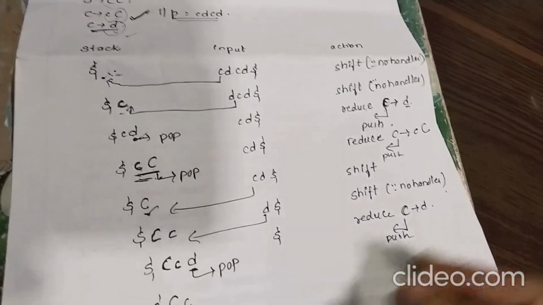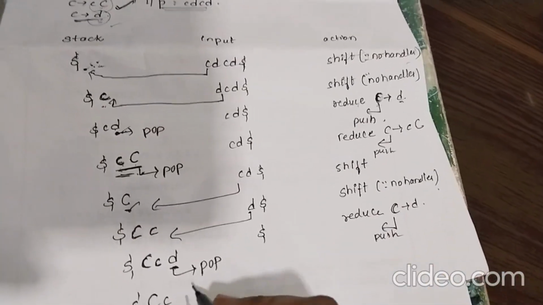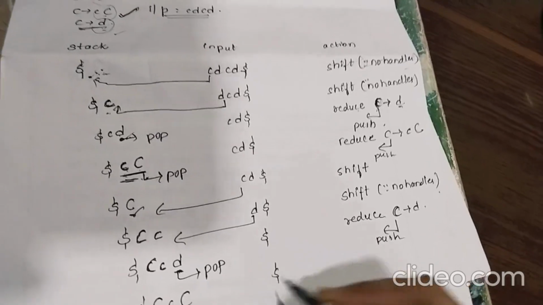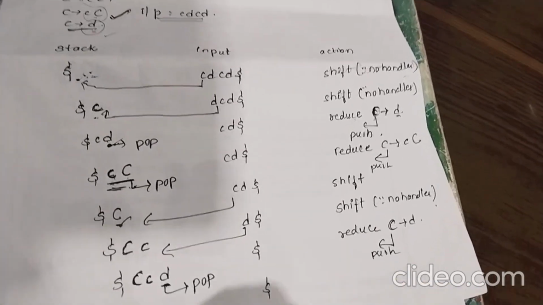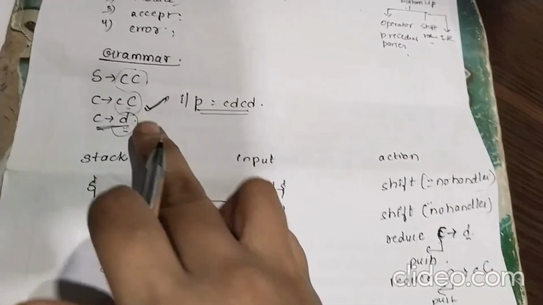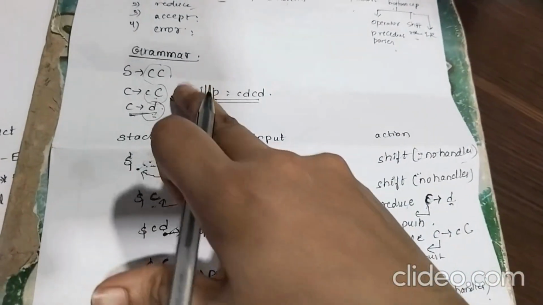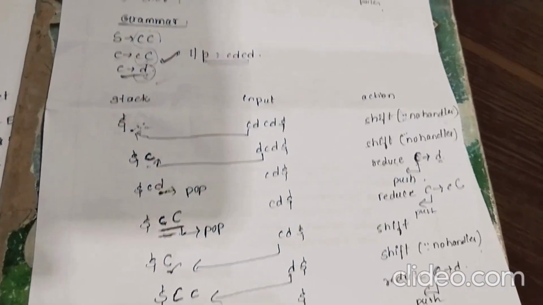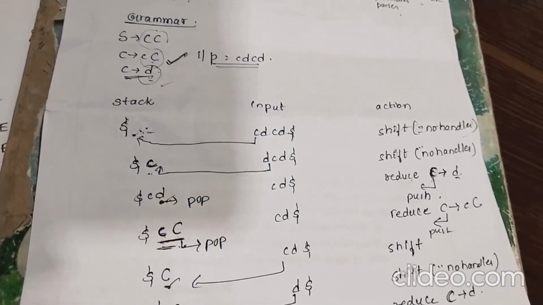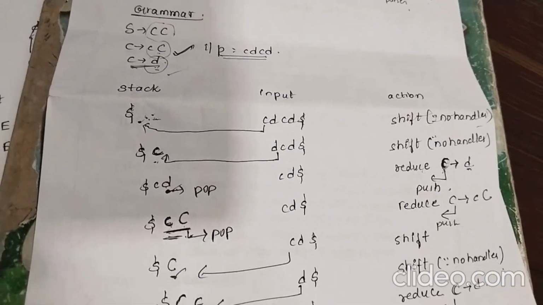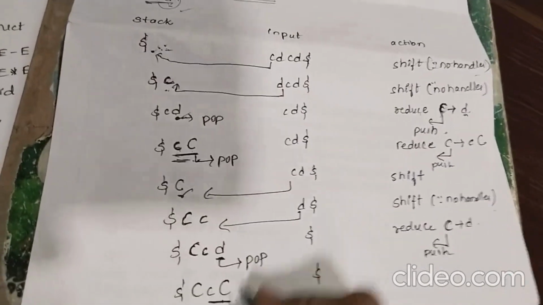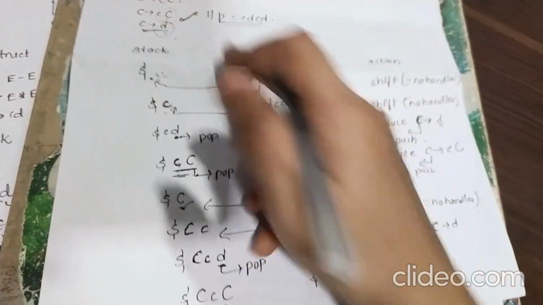Dollar, capital C and capital C. Dollar will be as it is. Now see, do we have only capital C in the RHS? No. Do we have only small c in the RHS? No. Do we have capital C and small c together? No. But we have small c and capital C. Small c and capital C, which is deriving it.